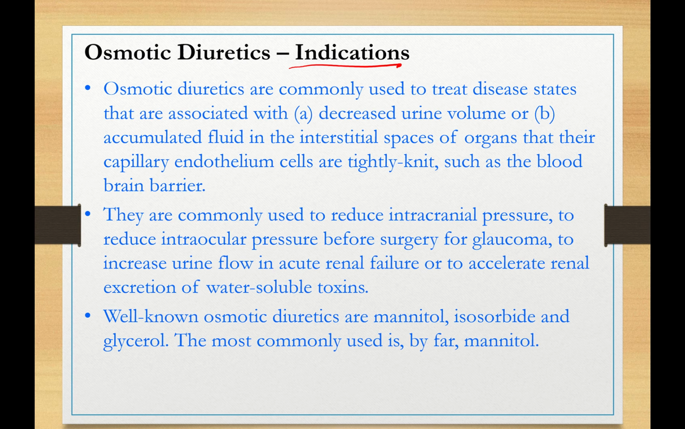Osmotic diuretics are used to treat conditions that are associated with decreased urine volume or accumulated fluid in the interstitial spaces of organs such as the brain. They are commonly used to reduce intracranial pressure, to reduce intraocular pressure before surgery for glaucoma, to increase urine flow in acute renal failure by diuresis, and to accelerate renal excretion of water-soluble toxins. The most commonly used diuretic is mannitol.